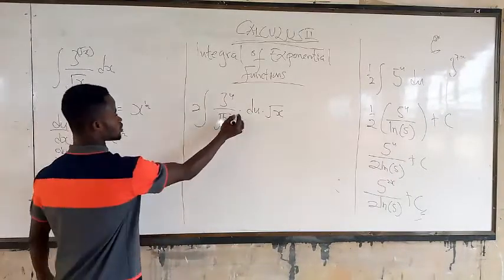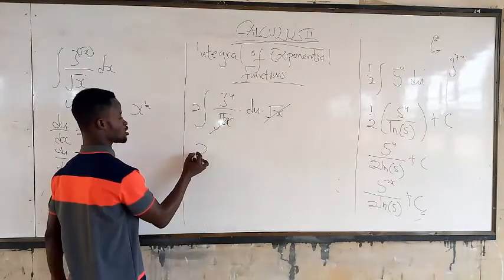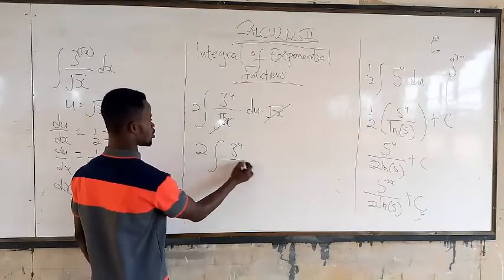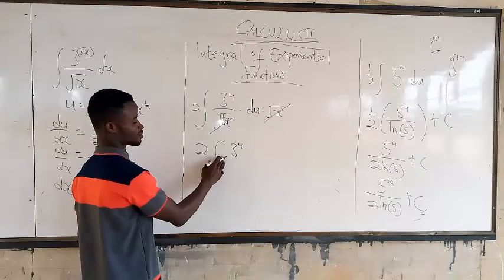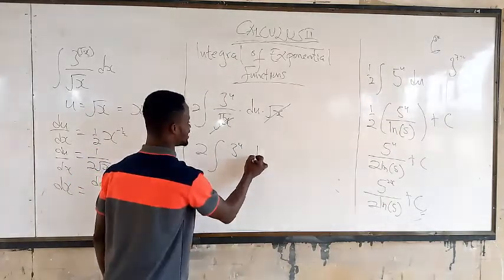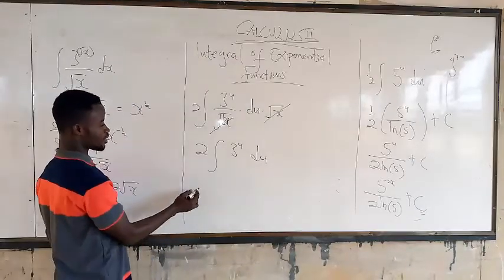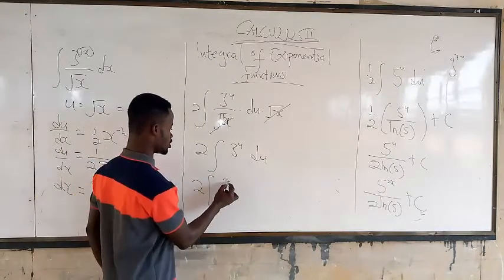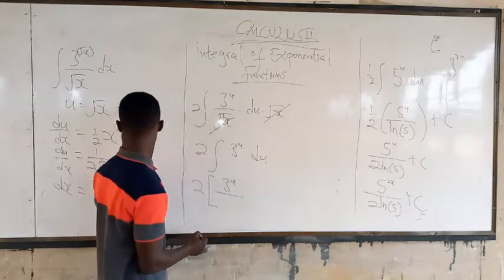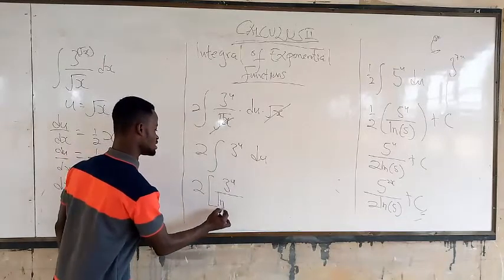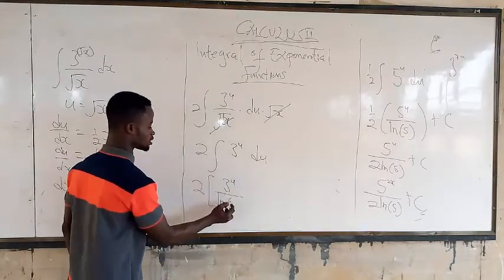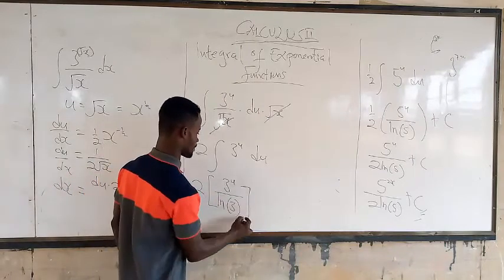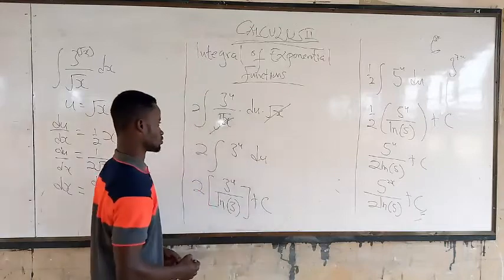So this will take away this, so we get 2 integral of 3 raised to the power u over nothing, du. Alright, so 2. Now the integral of this, you repeat this, but you divide by the ln of the constant, which is 3. Plus C.